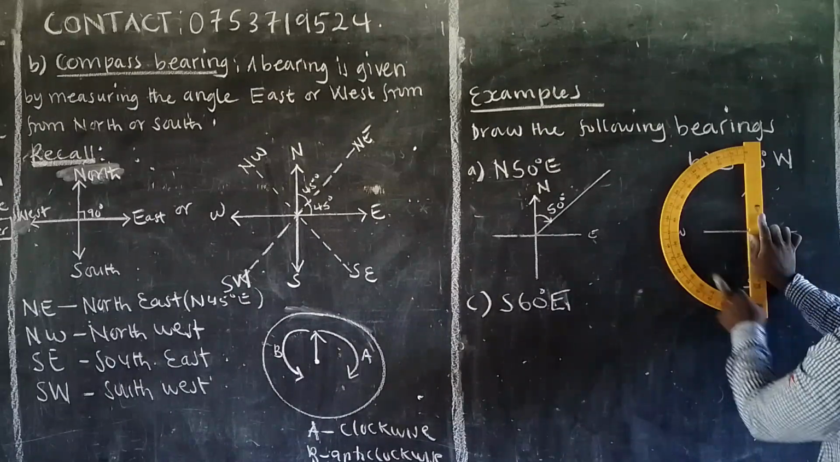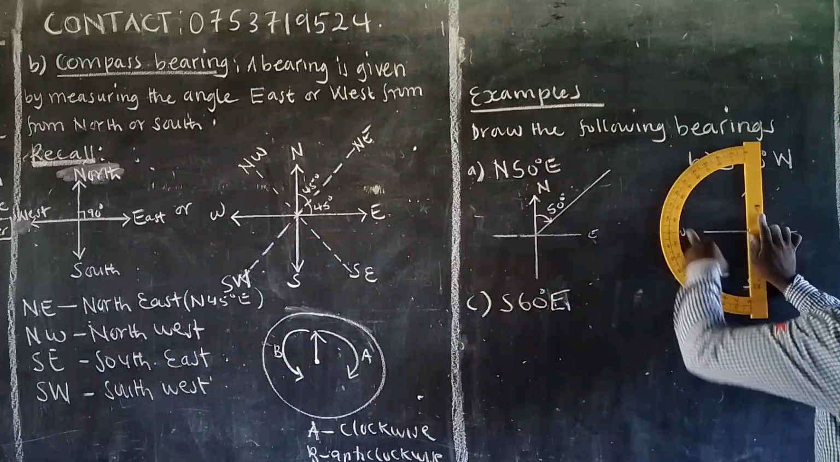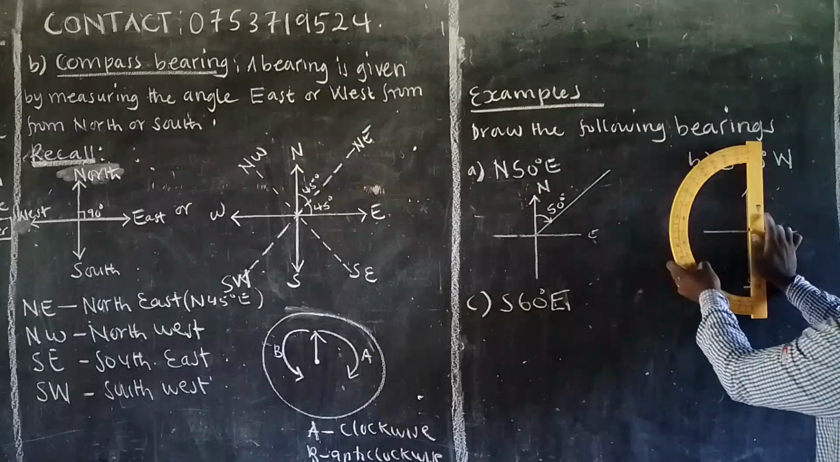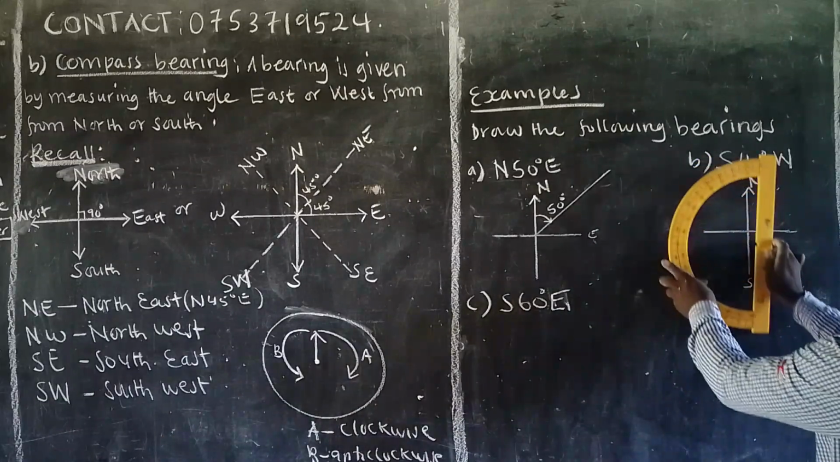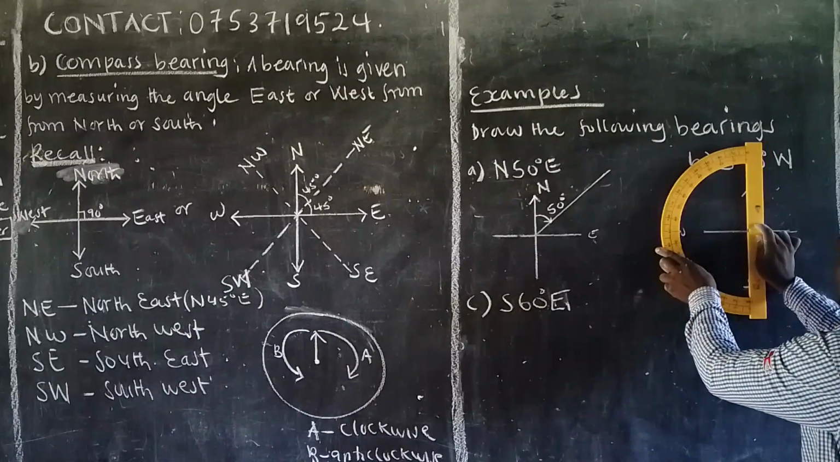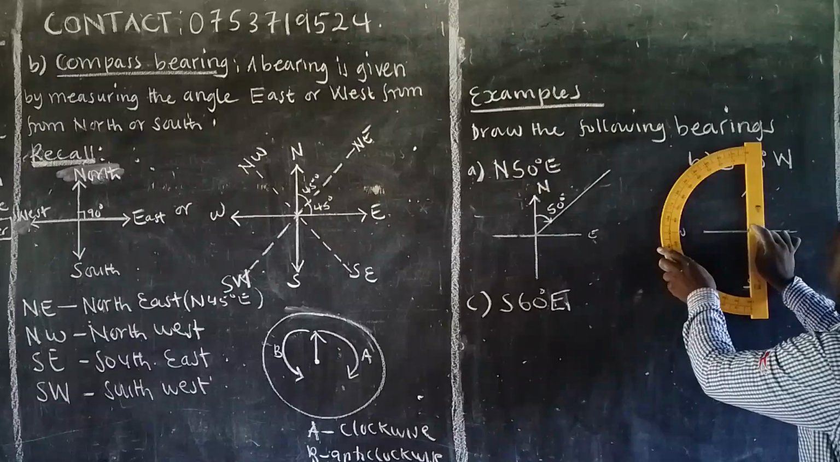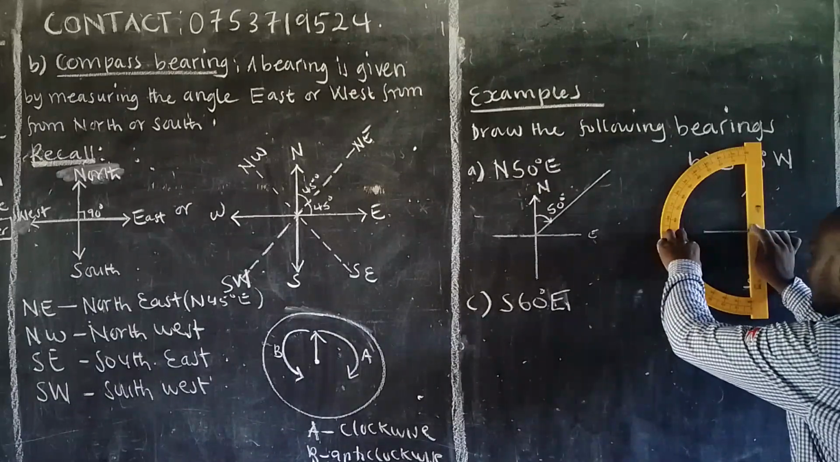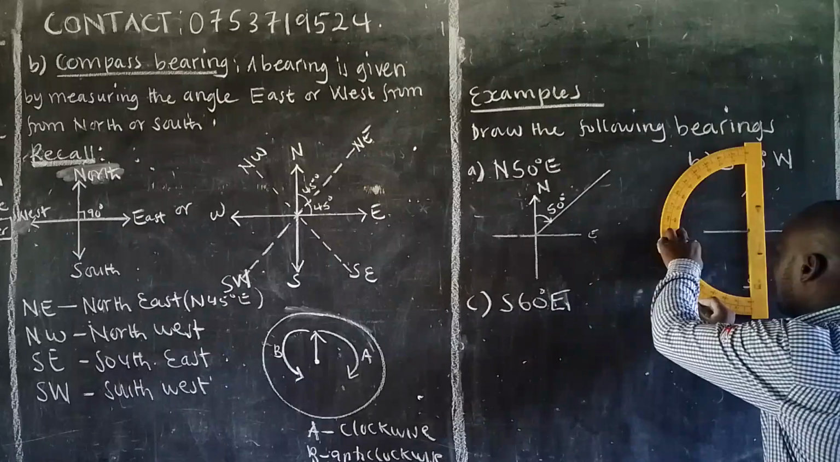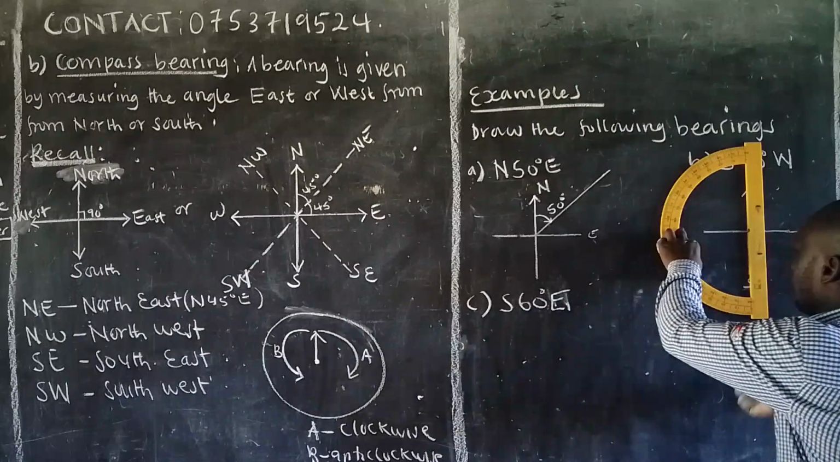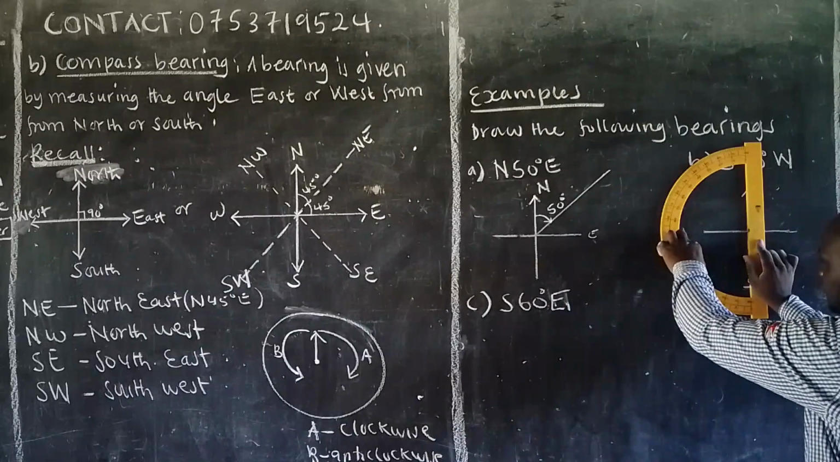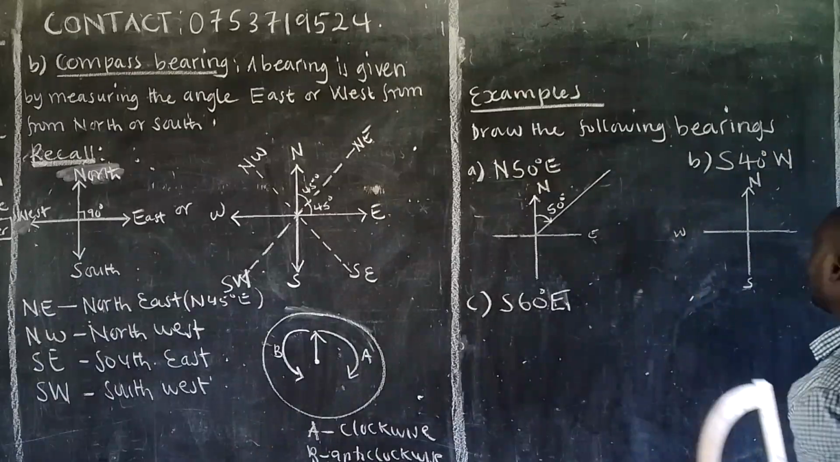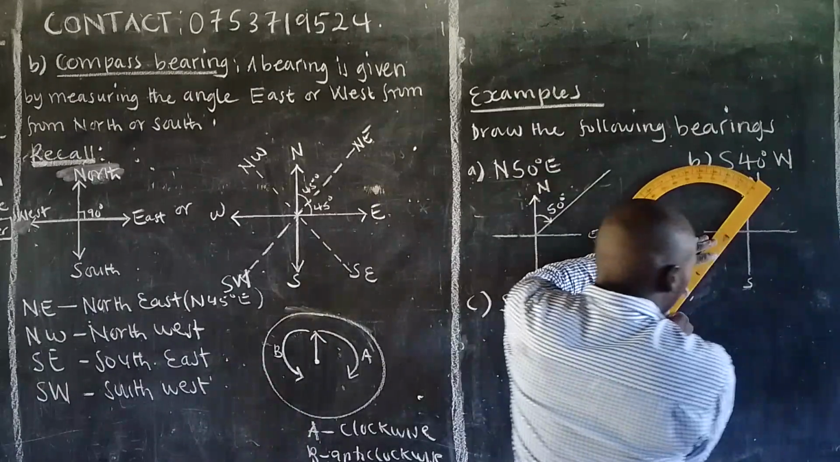But you are coming from south towards the west, so we are moving from here up to here. Which angle should we measure? We are measuring 40 degrees. So we put it here like this, in line very well. Then measure the 40. Where is the 40? 40 is here. Put the marking, then draw a line to join them.